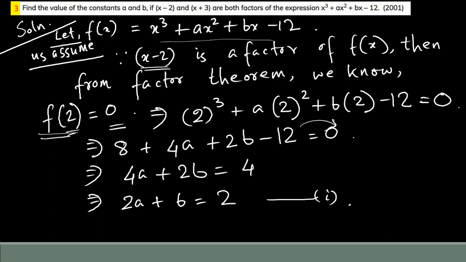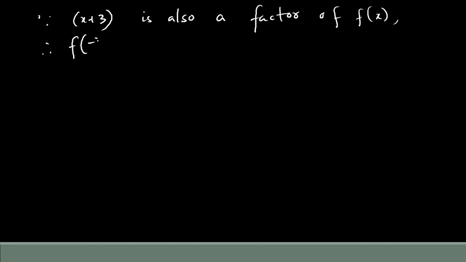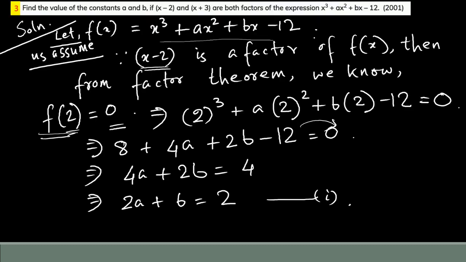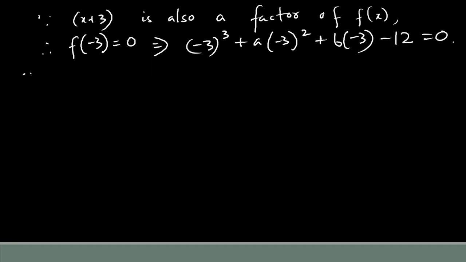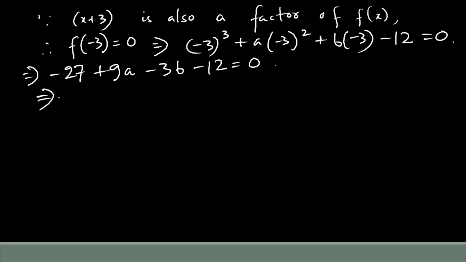Similarly, they have said x plus 3 is also a factor of this expression x cubed plus ax squared plus bx minus 12, right? So similarly, that means f of minus 3 is also 0. Since x plus 3 is also a factor of f(x), therefore f of minus 3 should also be equal to 0. Hope this is clear to you. So this is minus 3 cubed plus a times minus 3 squared plus b times minus 3 minus 12 equals 0. From here you get minus 27 plus 9a minus 3b minus 12 equals 0. So all the sides can be divided by 3.